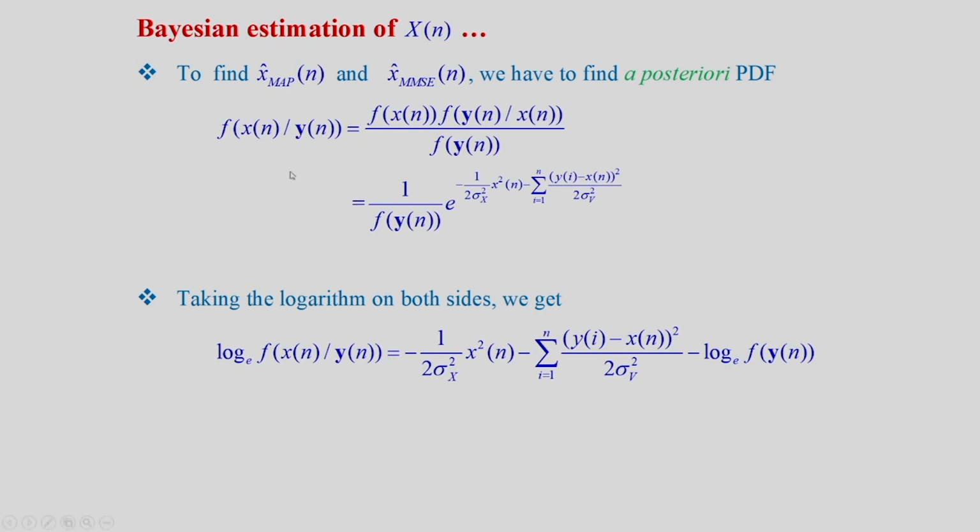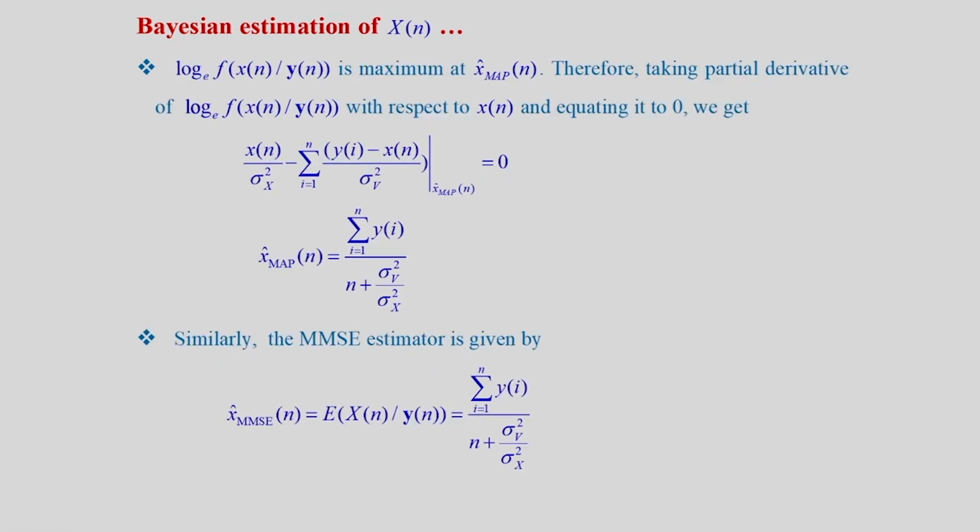Now, we will take the logarithm of both sides. So, log of the a posteriori PDF is equal to minus 1 by 2 sigma x square into x square n, minus summation i going from 1 to n of yi minus xn whole square divided by 2 sigma v square, minus log of F of yn. So, now we can apply the condition for MAP and MMSE.